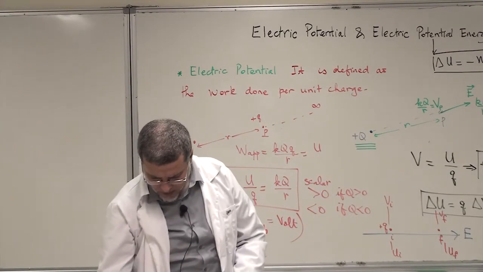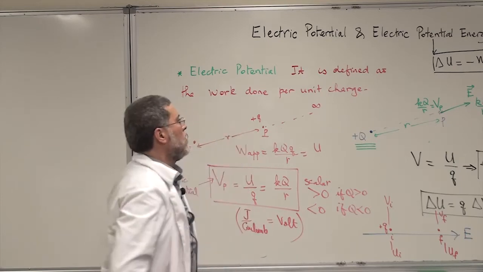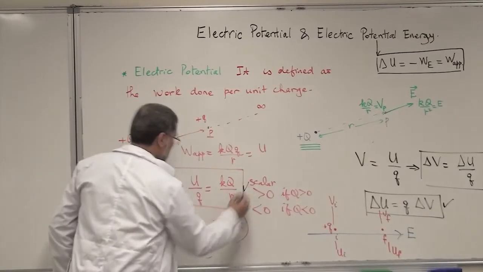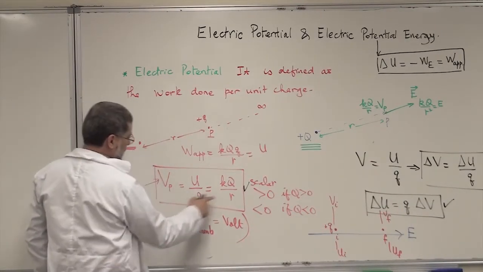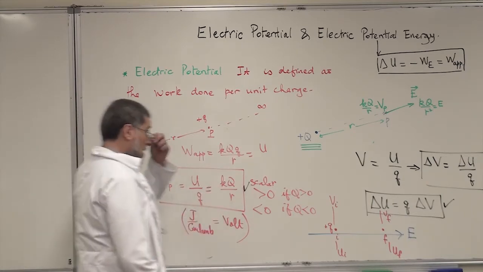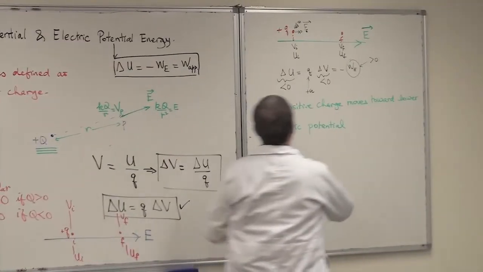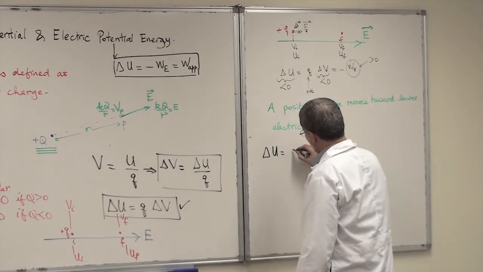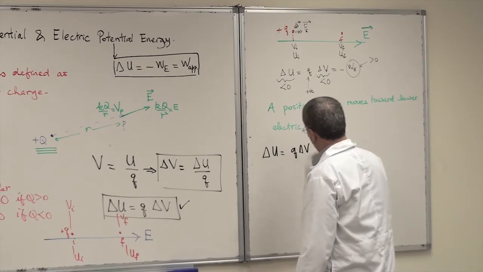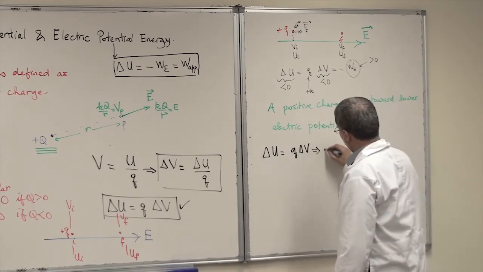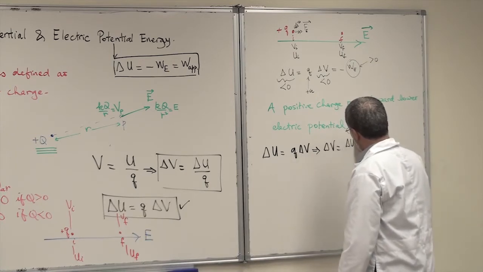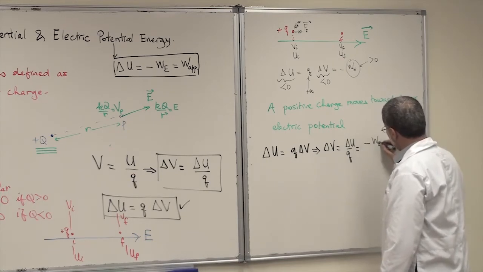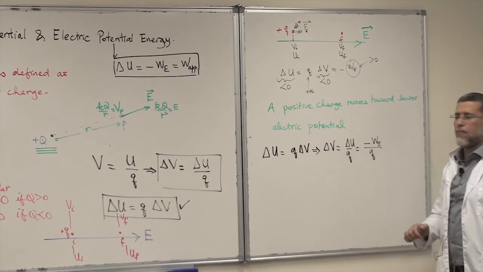Now, I have this important equation here about the potential due to a point charge at the distance r, which is kq over r. I can also look at something else now. So I know that delta U is q delta V. This is a very important concept. So here I can find that delta V is delta U over Q, right? But delta U is minus the work of the electric field over Q. All these things you should know.